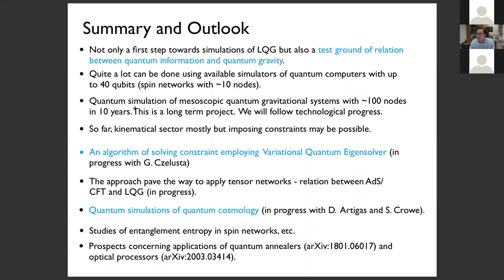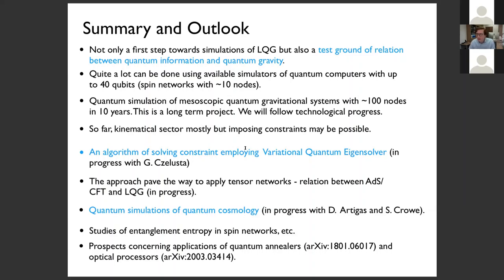There are no super results that we expect in the coming 2-3 years, okay? We have to be patient concerning the interesting results. As I mentioned, so far we've been mostly concerned with the kinematical sector, so without imposing constraints or imposing the Gauss constraint only. But the problem in quantum gravity, not only in loop quantum gravity but also in the related approaches, is solving constraints: the Hamiltonian constraint and the vector constraint.